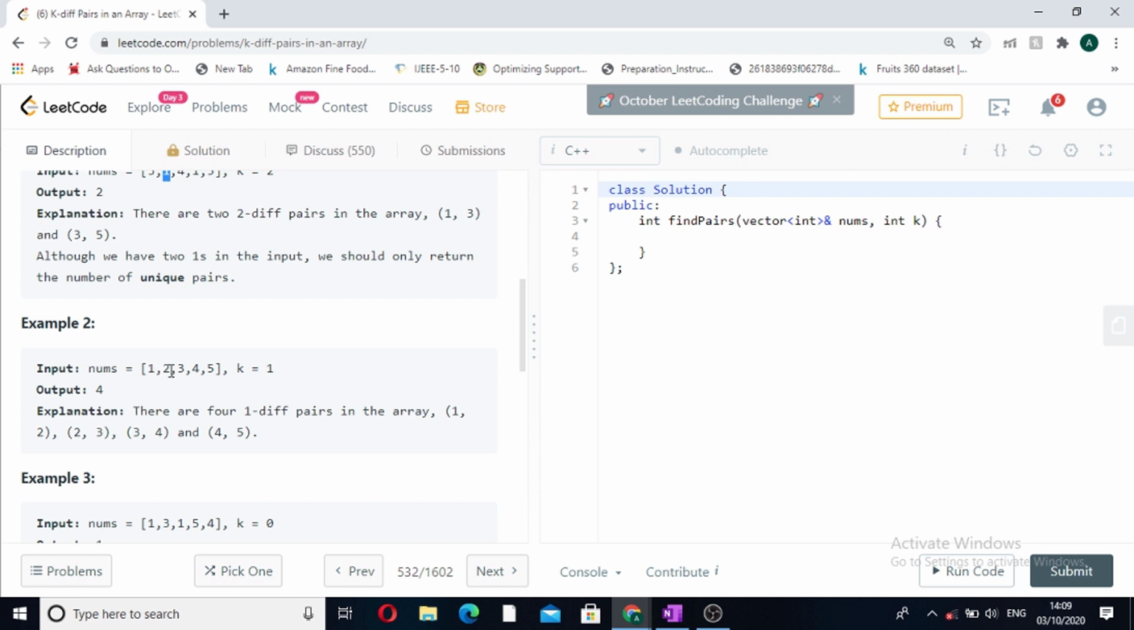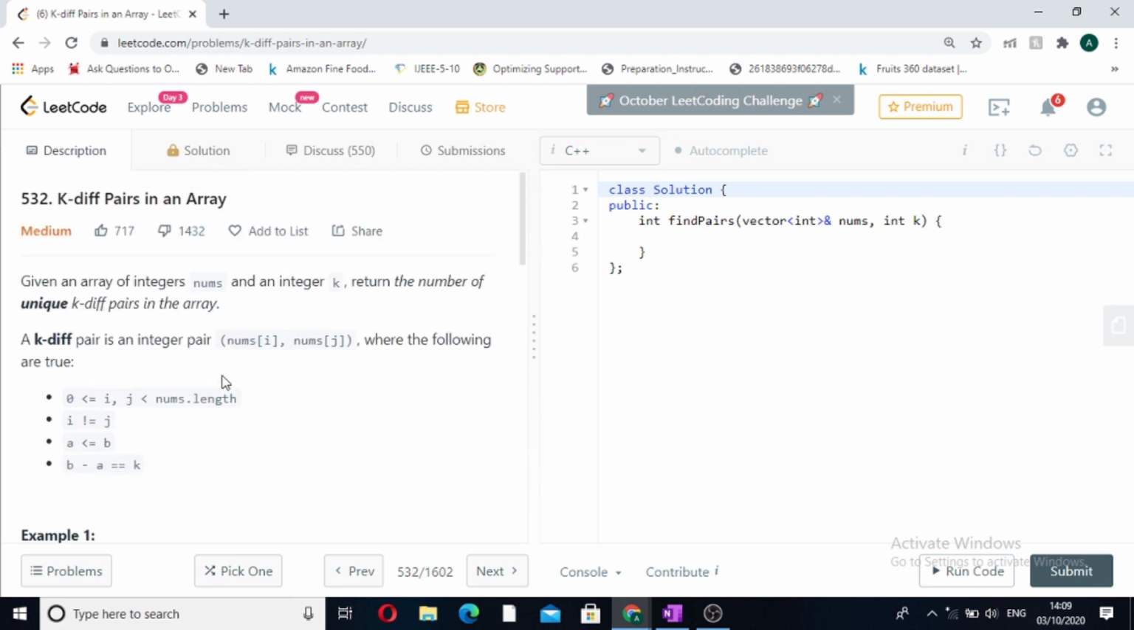Our array is 1, 2, 3, 4, 5 and k is 1. So we can see that the pairs are 1, 2, 2, 3, 3, 4 and 4, 5, as there are two numbers whose difference is 1 and they both exist at different indexes. So this was the example. We have to take care that we find the unique pairs.